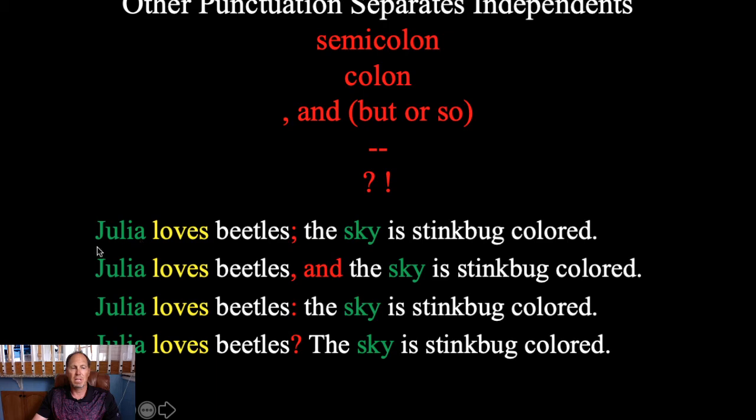Here's that same sentence. Julia loves beetles. Semicolon. The sky is stink bug colored. Notice that this is an independent phrase. This is an independent phrase. I can put a semicolon there. What else could I put there? That's right, a period. Then why would I use a semicolon instead of a period?